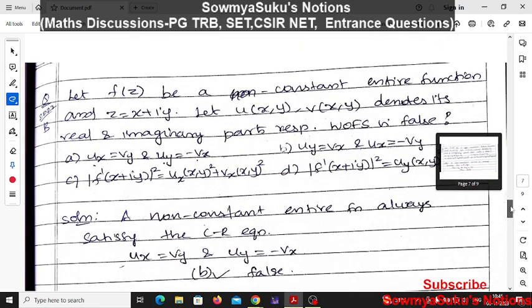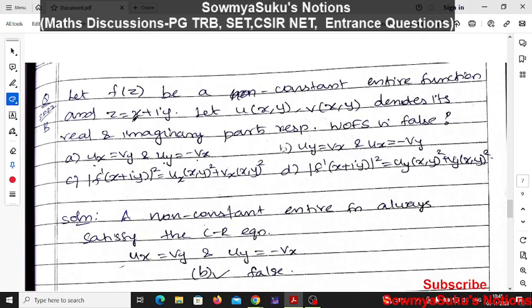Let's see the fourth one. Let f of z be a non-constant entire function and z equal to x plus iy. Then let u(x,y), v(x,y) denote its real and imaginary parts. Which of the following is a false statement? The question here is a non-constant entire function. We have a result that a non-constant entire function satisfies the CR equation. An entire analytic function satisfies the CR equation.